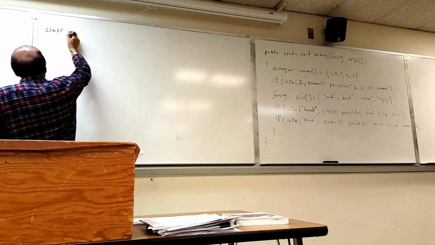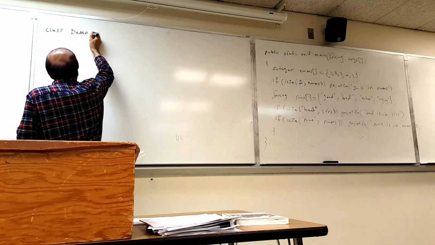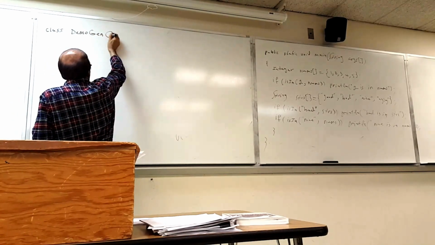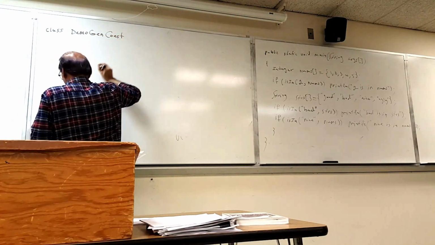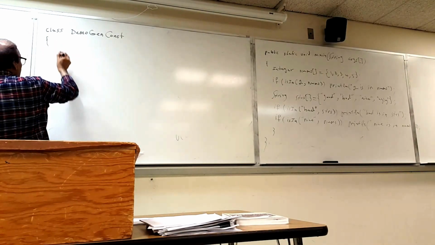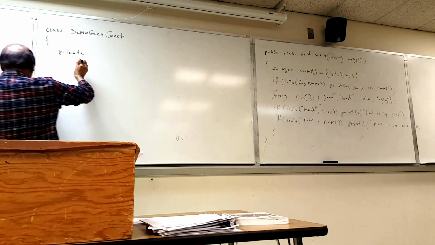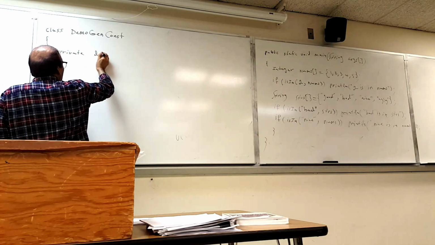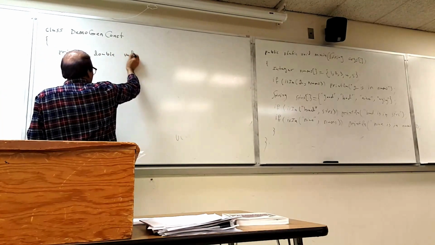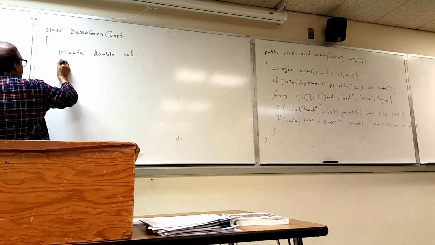Class DemoGenericConstructor. Okay? Private double val variable. Okay? Let's make it.